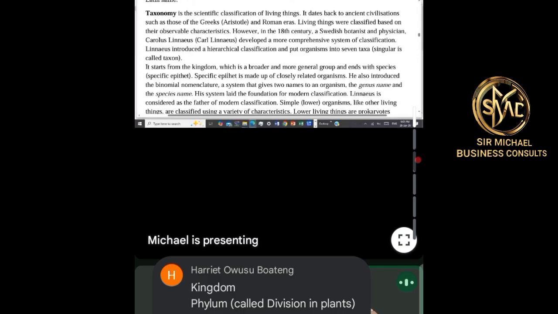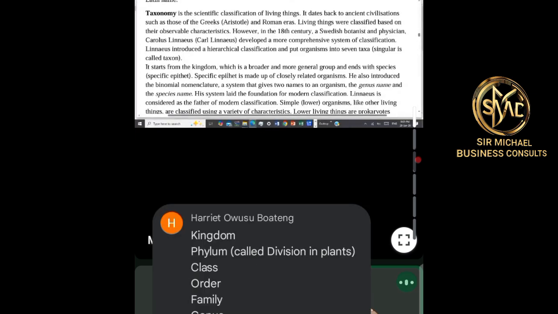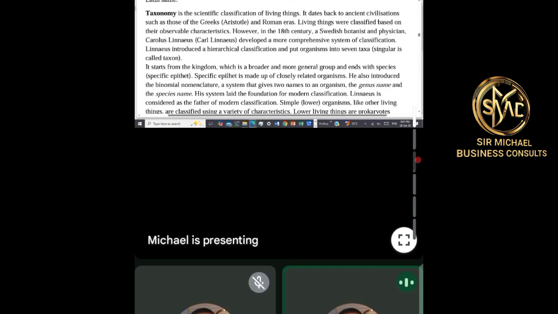Harriet has also done a perfect job, very good. She added that instead of division, it could be phylum. Normally, we refer to phylum in plants as division. So anytime you hear division, it is the same as phylum, but particularly that tells you the organism is a plant, or is in the plant kingdom. Thank you very much.